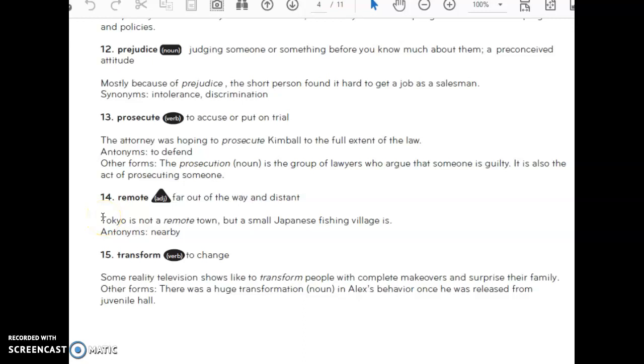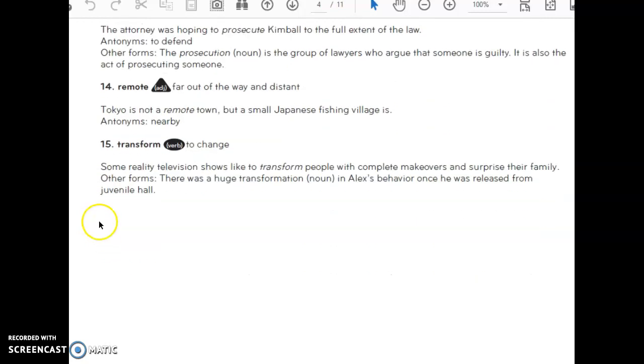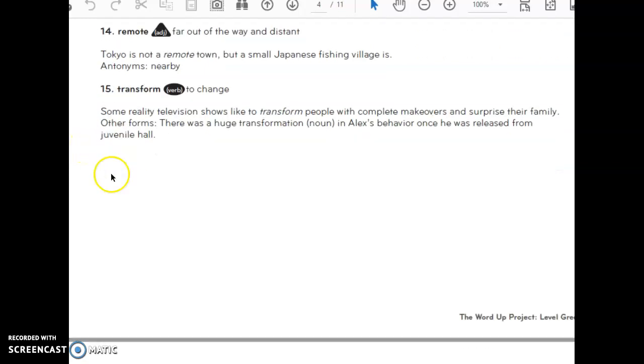14, remote is an adjective, not like your TV remote. If you're describing a place as remote, it means it's far out of the way, it's distant, it's like out in the country, in the backwoods. Tokyo is not a remote town, but a small Japanese fishing village is. Antonym would be nearby. Last word is transform, which is a verb. Transform means to change. Some reality TV shows like to transform people with complete makeovers and surprise their family.